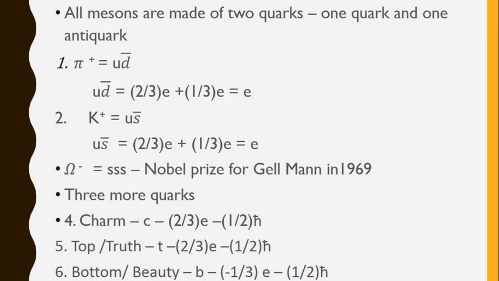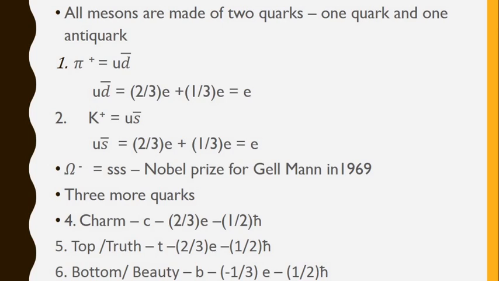K plus, you know that K plus has positive charge, so plus e will be its charge, and its quark composition is U S bar. U has charge 2/3e. S has charge -1/3e. So S bar has charge +1/3e. So adding, you will get e, that is the charge of the positively charged kaon.